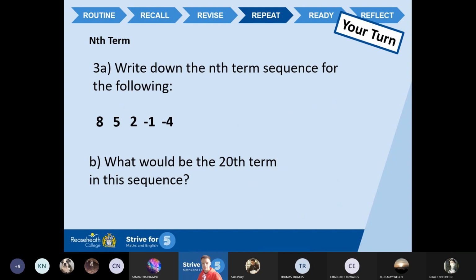Ooh, 3. Why do I say ooh? So I can see those numbers are going down. So this is slightly spicier. We're going down in threes, so it's going to be minus 3n. Okay?